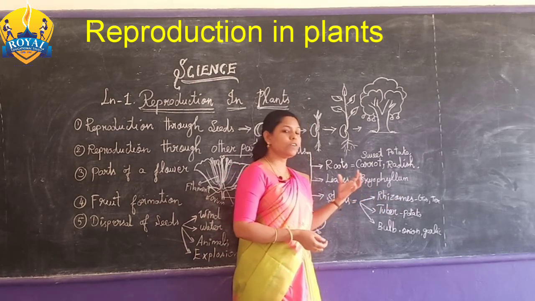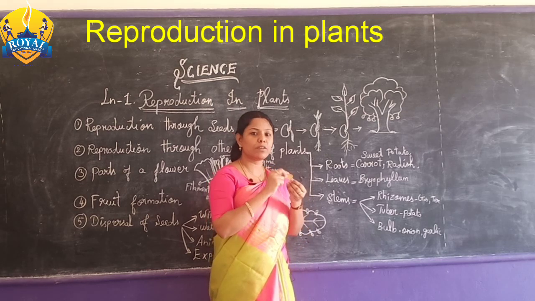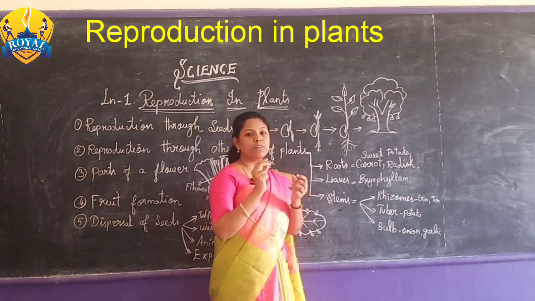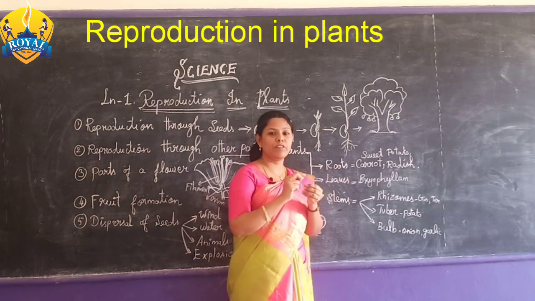Ginger and turmeric have small buds on the edges, a small green color present on those edges.